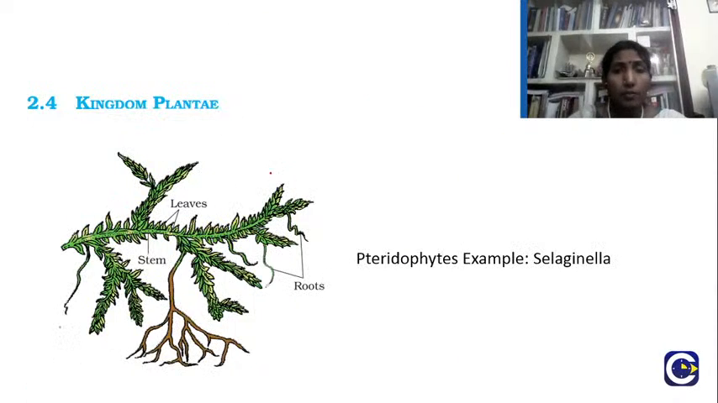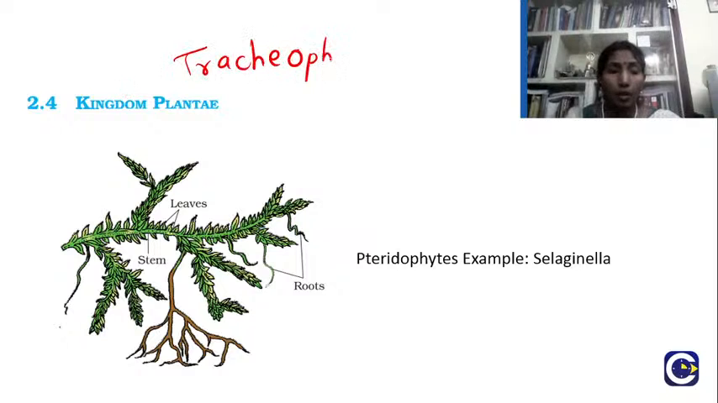Then next we see the Pteridophytes. When we see these Pteridophytes, like Selaginella, which is called the club moss, they come under the Tracheophyta. They are also vascular plants. They will have conducting tissue.